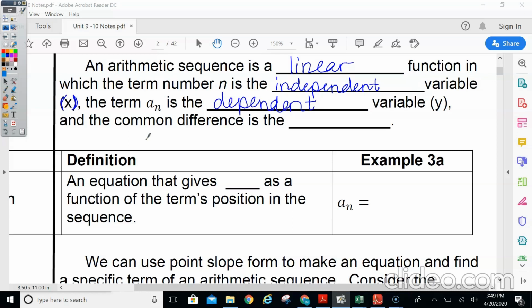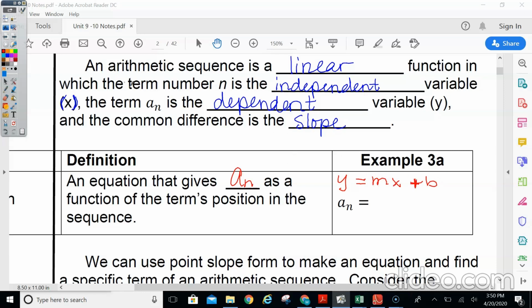And the common difference is your slope. So what is the equation going up by? Well, that's your common difference, which is what your slope is in a linear equation. Right, so for my explicit formula, an explicit equation is an equation that gives the a sub n term as a function of its term's position in the sequence. That means if I know where it's at in the sequence, I can just plug in that number and I'll get the answer. So this is like your y equals mx plus b.